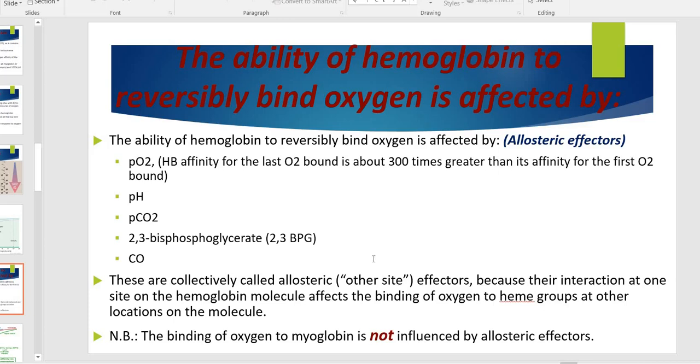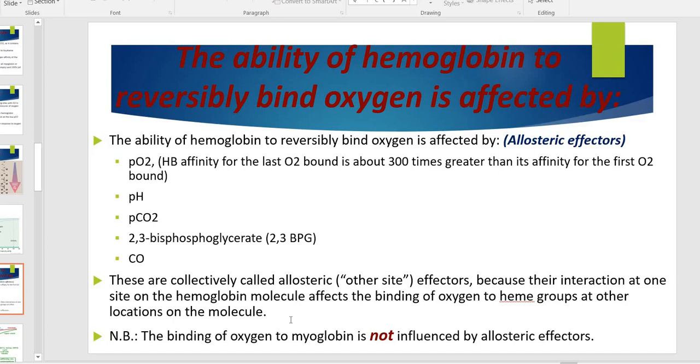Interaction at one site of the hemoglobin molecule affects binding of oxygen to the heme group at another location on the molecule. So the effectors act on a location other than the site of binding of oxygen to the heme group. This is the meaning of allosteric, and this suffix we will see very commonly in enzymes.